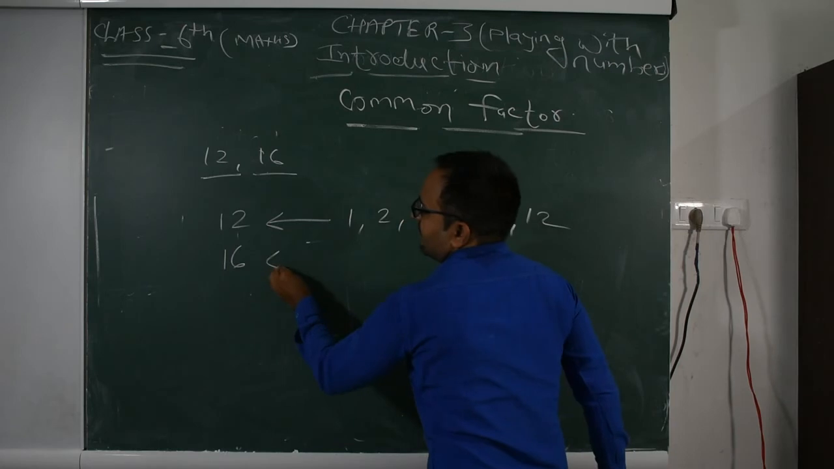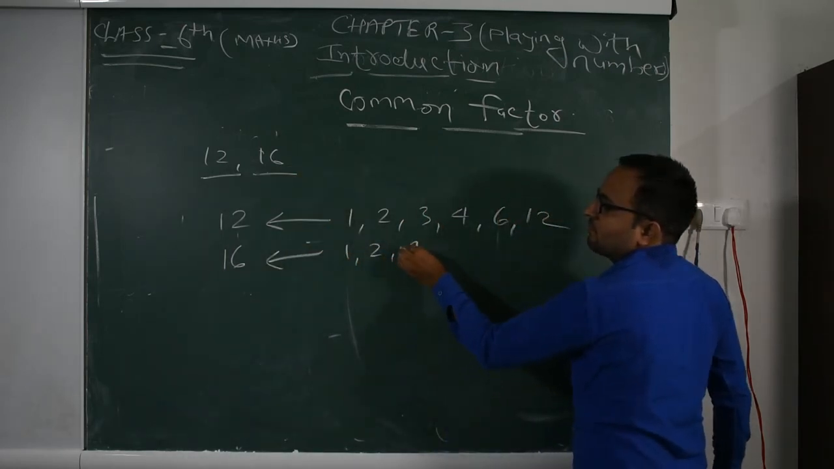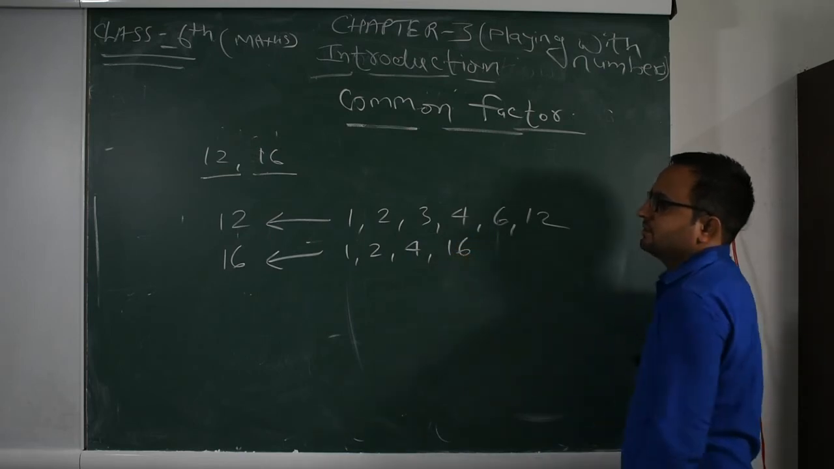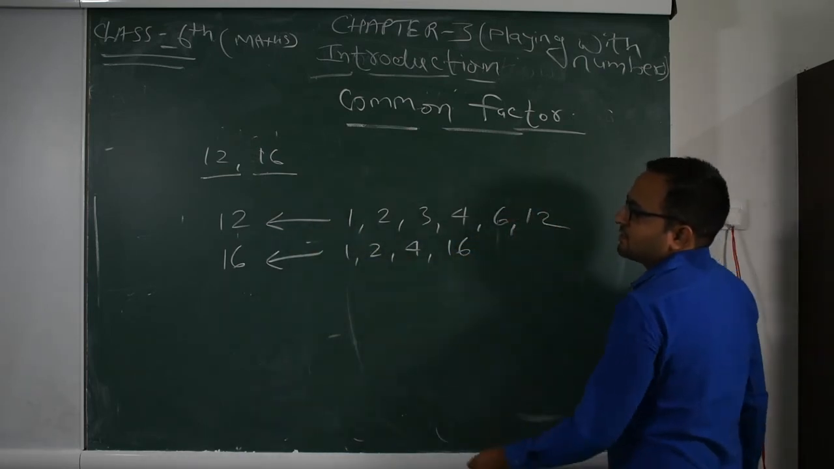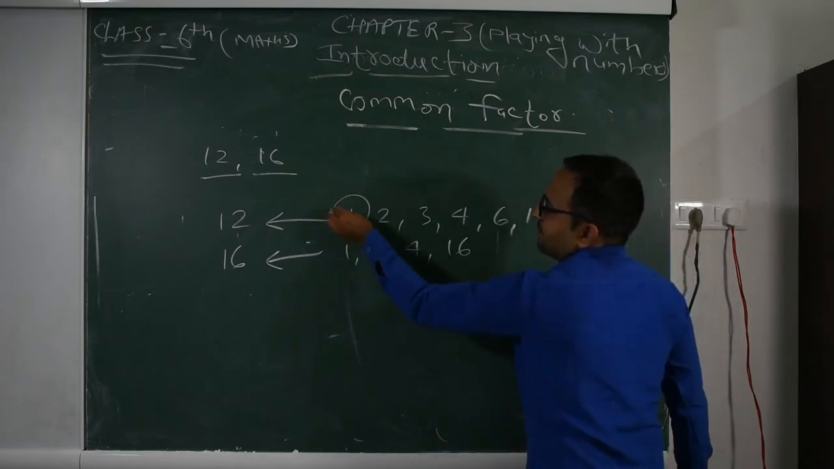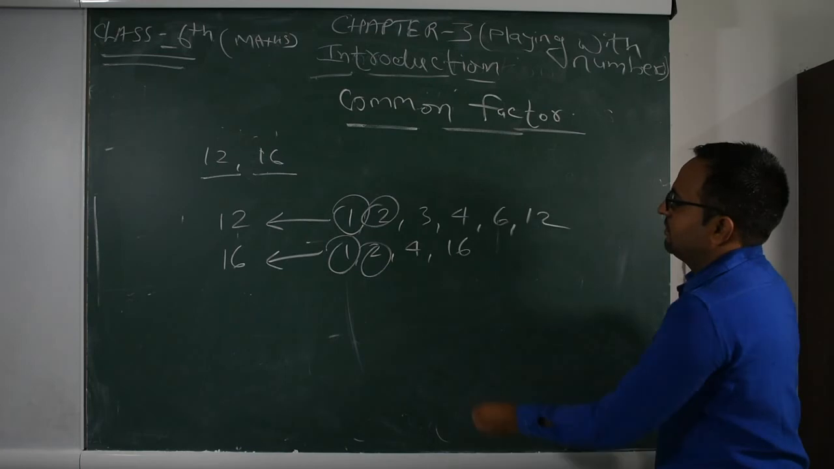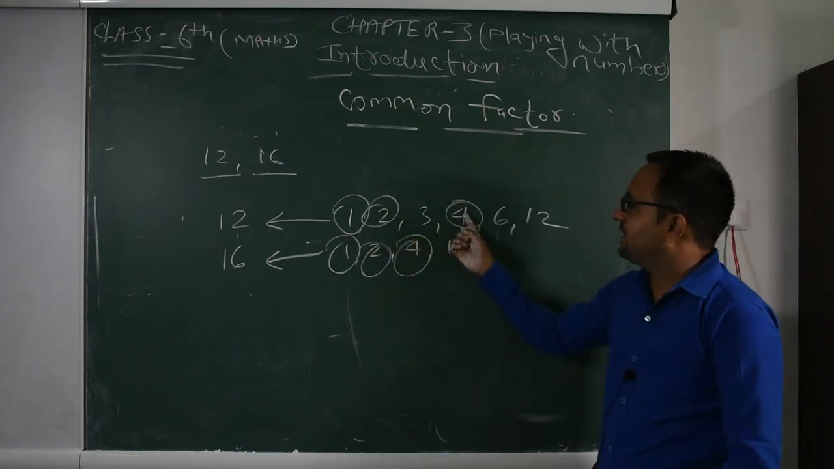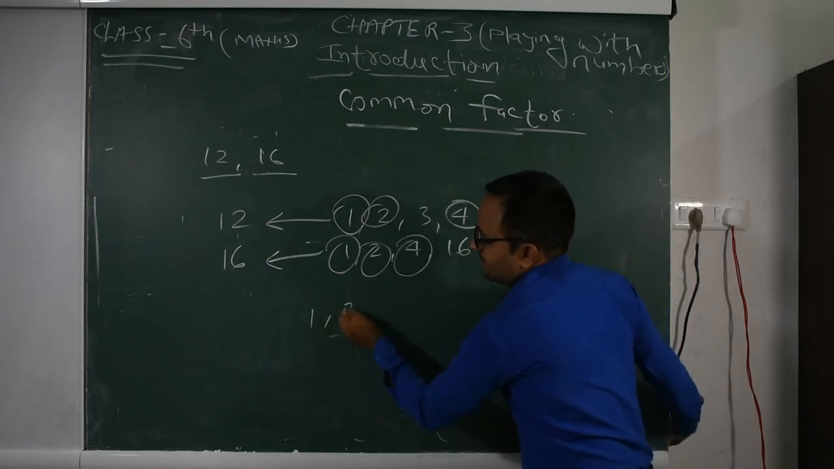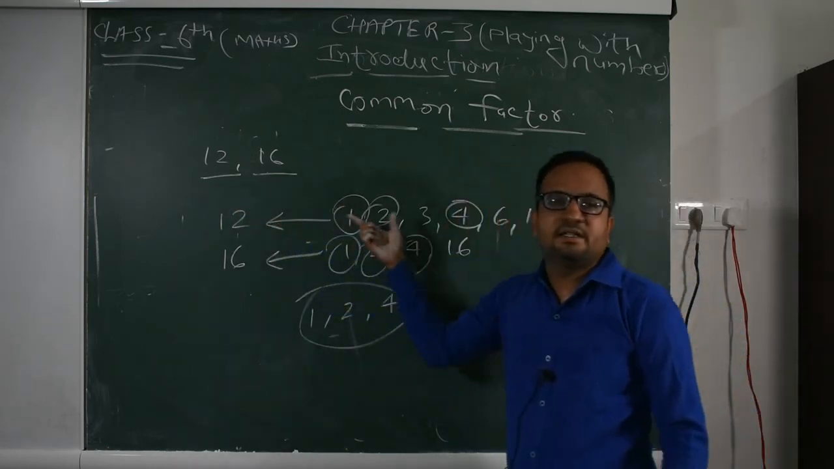Again we find out the factors of 16: 1, 2, 4, 8 and 16. This is the factor of 16. Now we check the common factors: 1, 2 and 4. Only 1, 2 and 4 are common factors of 12 and 16. This is the concept.